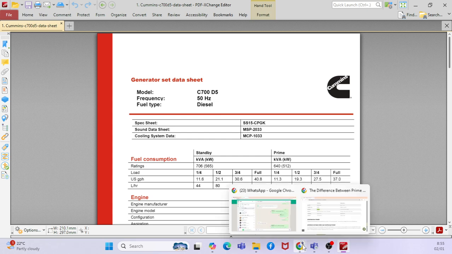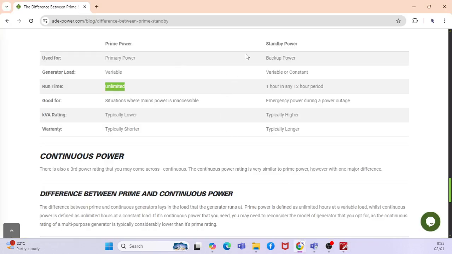So for this particular prime power, you can say unlimited hours, but for variable load. So what is a variable load? Basically, say for example, it will normally give you 70% or 80% capacity for unlimited hours. Unlimited means it is not like 24/7, but it is for a specific period.